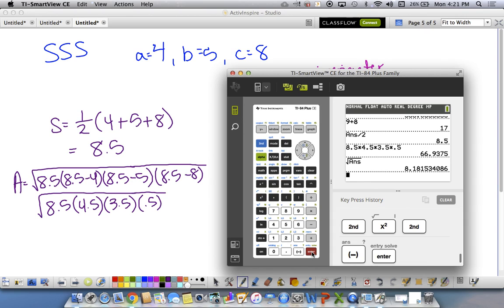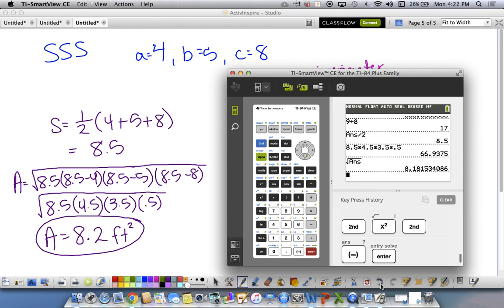Second answer, the area equals 8.18. Or actually, with sig figs, I would just say 8.2 feet squared. It's kind of a skinnier triangle. It's flatter. I think the one we did in class had huge numbers. I like this one a little better.